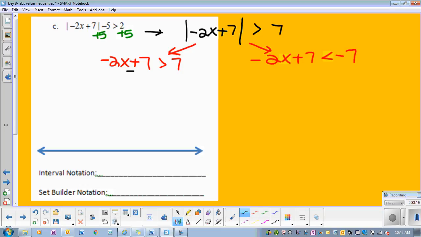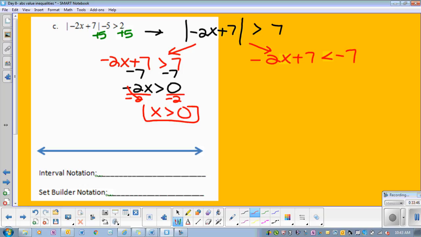Subtract the 7. Negative 2x is greater than, wait, what's 7 minus 7? 0. Okay. How do I solve for this x? Yeah, divide by negative 2. What's 0 divided by negative 2? 0. All right, so for one of my answers, I have x is greater than 0. All right, let me solve the other one.